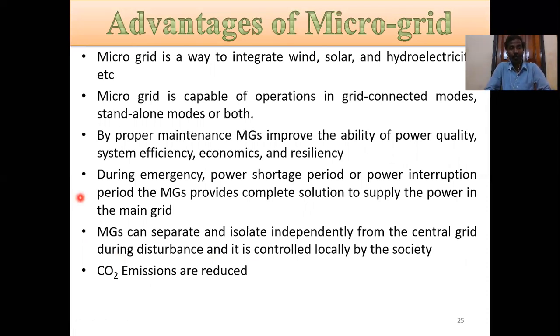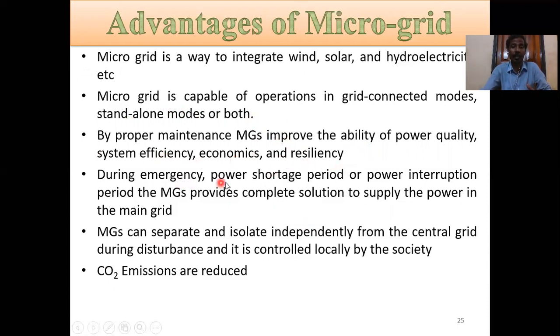What is the advantage of a microgrid? A microgrid is a way to integrate wind, solar, and hydroelectricity. Second advantage, a microgrid is capable of operation in grid connected mode, standalone mode, or both. With proper maintenance, a microgrid improves power quality, system efficiency, economics, and resiliency.